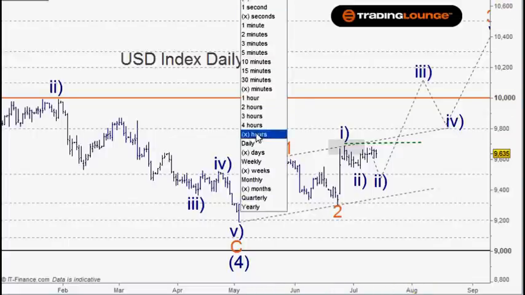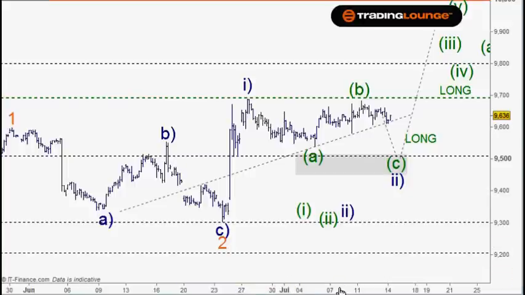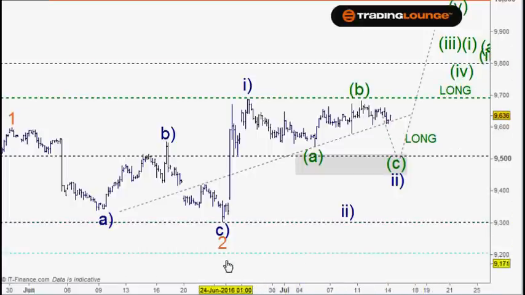So just on the 4-hour chart, I know we've been over this before. One of the counts that we had is that we've got wave one here, then we're looking for an A wave and a B wave and a C wave for wave two, and then up from that point.